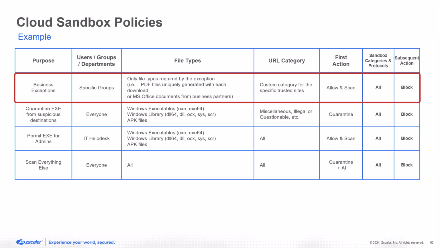If we do find out that one of these files, which was downloaded by the user, turns out to be malicious, the subsequent times they download the file, it will be blocked. That is what is defined as subsequent action.